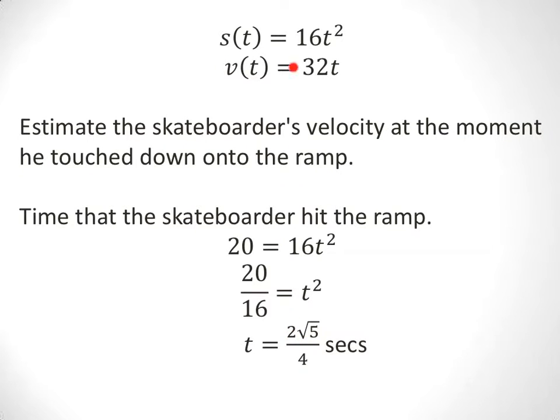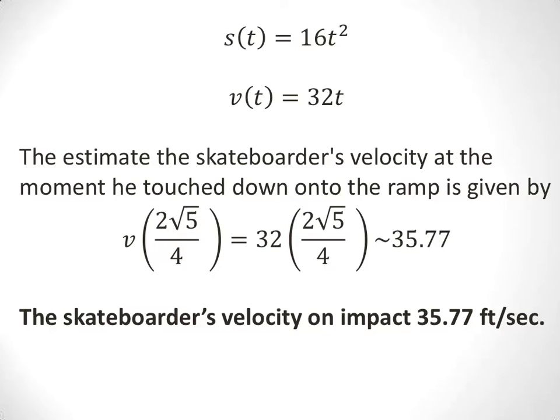So now we need the velocity. We're going to put the 2 root 5 over 4 in here for t. So v of 2 root 5 over 4, and then we get an approximation of 35.77. So the skateboarder's velocity on impact is 35.77 feet per second. Ouch.